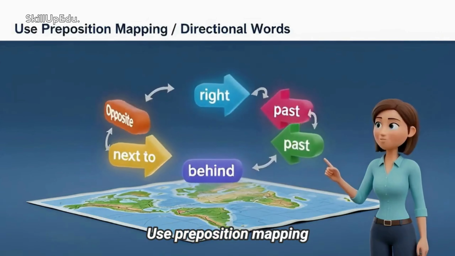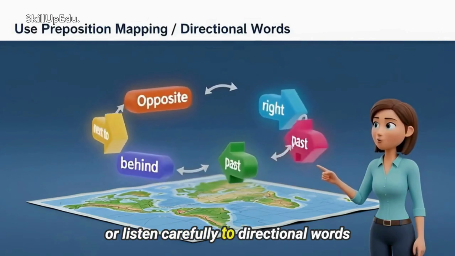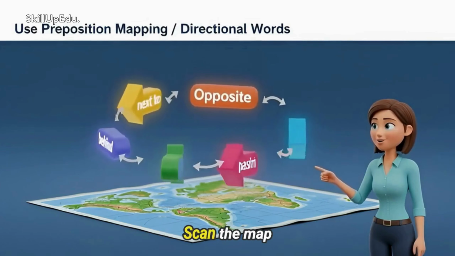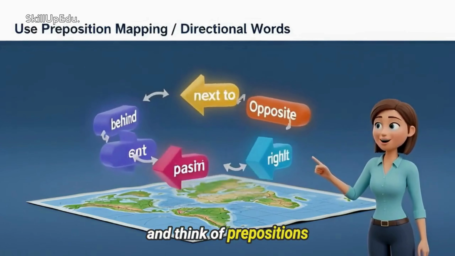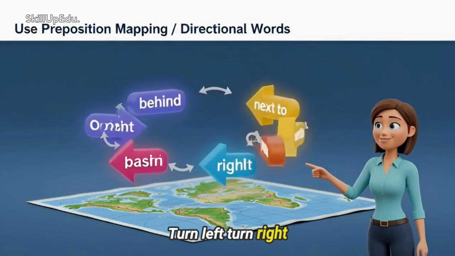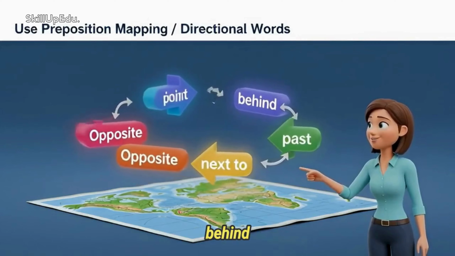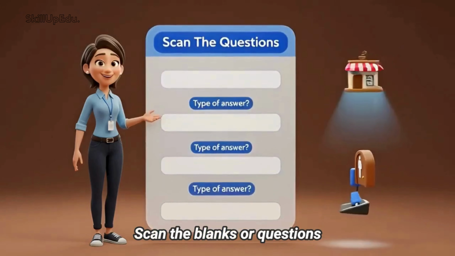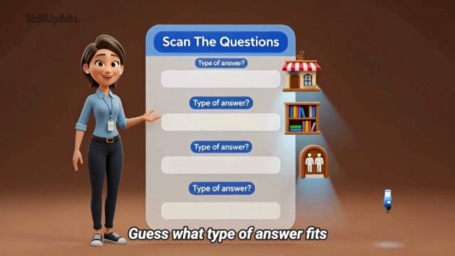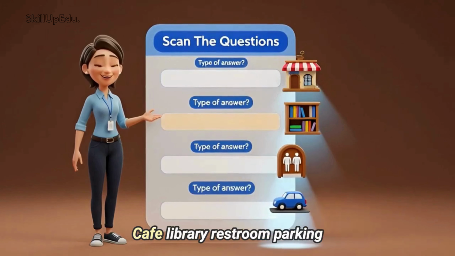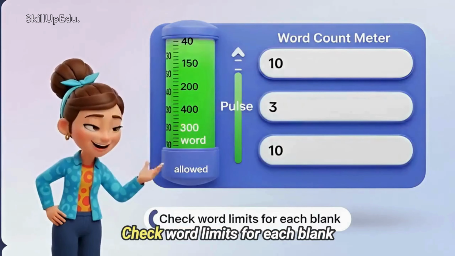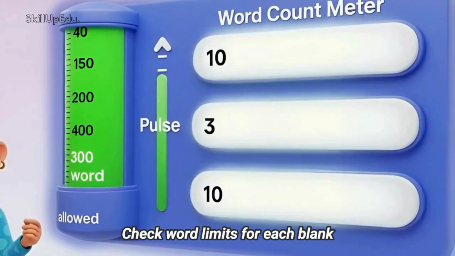Use preposition mapping or listen carefully to directional words. Scan the map and think of prepositions. Turn left, turn right, go past, opposite, next to, behind. Scan the blanks or questions. Guess what type of answer fits: café, library, restroom, parking. Check word limits for each blank.